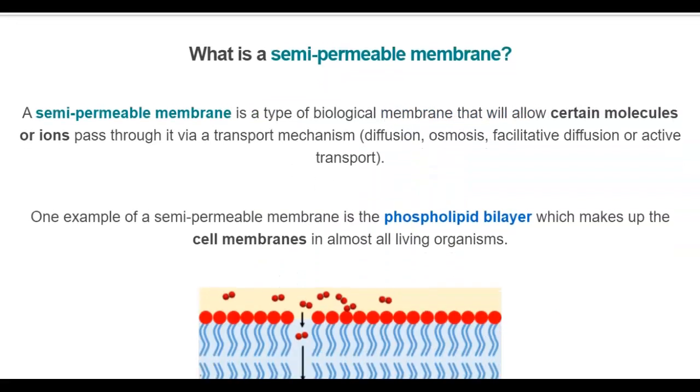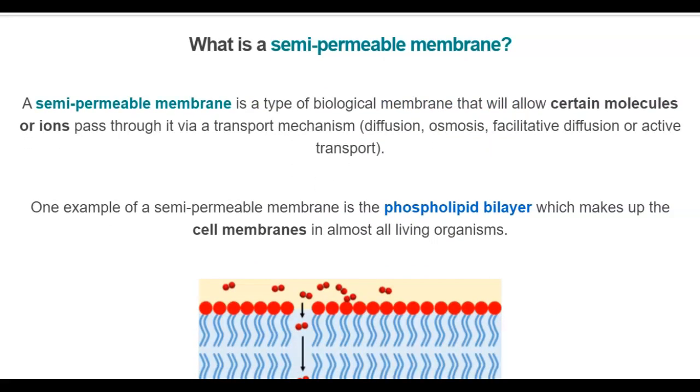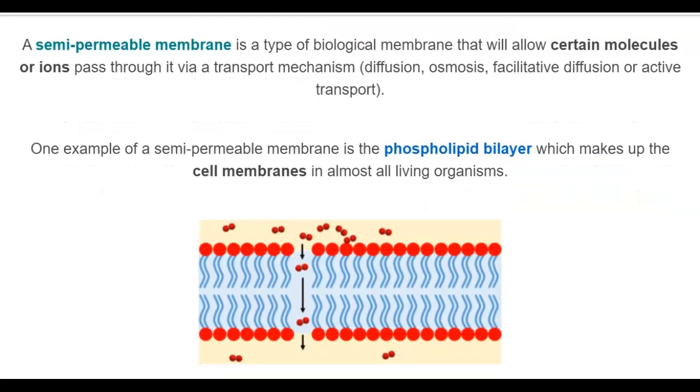So let's just review what is a semi-permeable membrane. A semi-permeable membrane is a type of biological membrane, which means membrane in living things or organisms, that will allow certain molecules or ions to pass through it via a transport mechanism. The transport mechanism could be diffusion, which we've already learnt about, osmosis, which we're learning about at the moment, facilitated diffusion, or active transport, and we'll learn about those two in the next two videos.